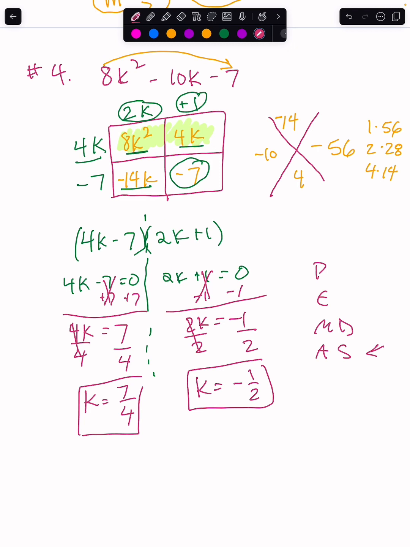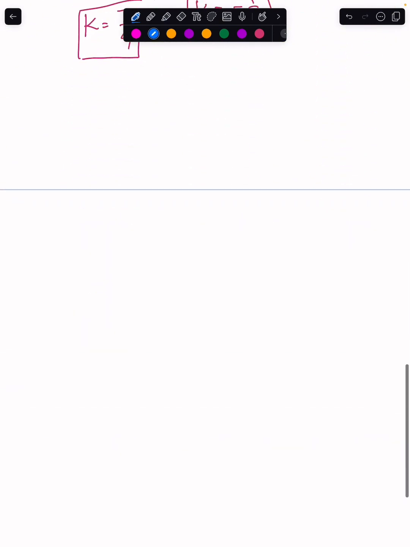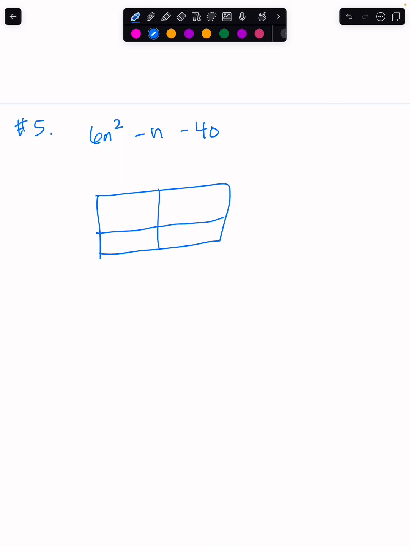And finally, a fun one. Not really. This is number 5, and you'll see why I call it a fun one in just a second. So we've got 6n squared minus n minus 40. And then we've got this right here, a beautiful box, and I have an x right there. And then this is still 6n squared, down here is still negative 40, over here is negative 1.